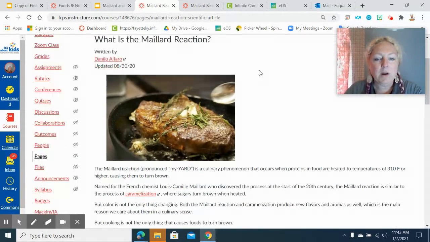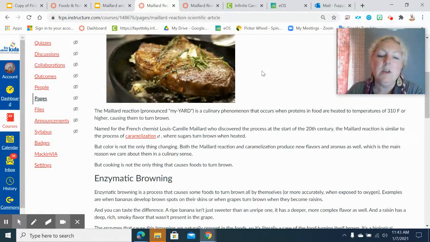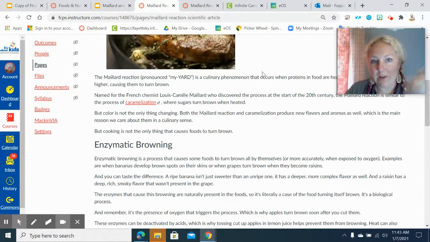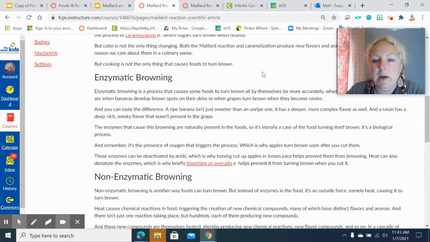So the Maillard reaction and caramelization in culinary, we're talking about browning. In science and chemistry, there are different types of browning that occur on food items. As you scroll down through this article, one of the first things it talks about is enzymatic browning. Enzymatic browning is essentially where foods turn brown through oxidation. So bananas get brown spots, and avocados and apples, when you cut them and let them sit out, turn brown. So we're not talking about that type of browning.